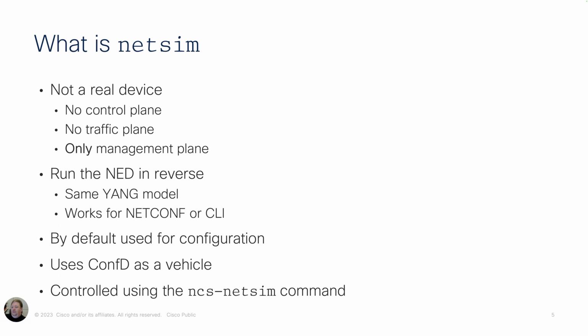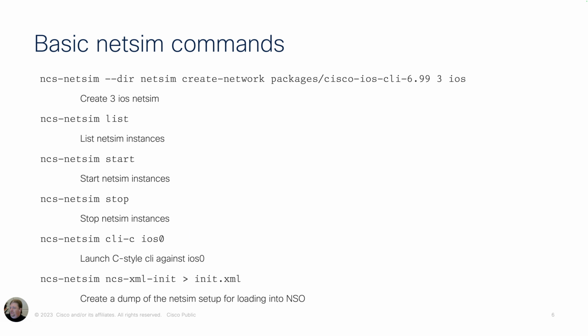By default, we can use the NCS Netsim command to control Netsim. You can do other things as well, but that's sort of the top-level command. Here are a few basic commands. You use the create network subcommand to create your initial network of Netsim agents, and you use add to network to add additional elements. You can list instances, start, stop.